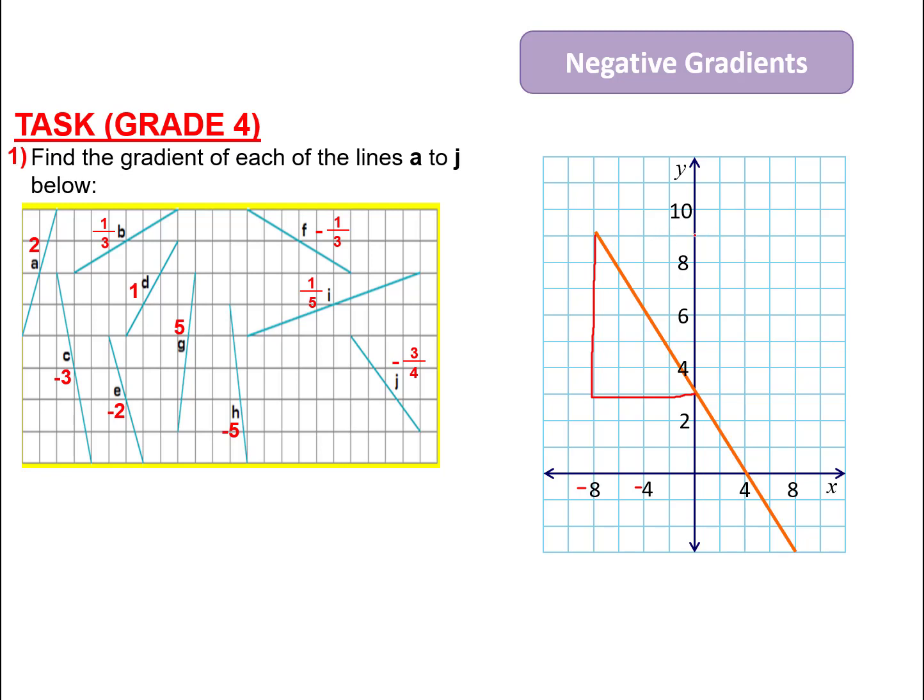Yep, that goes from the coordinate 9 to 3. 9 minus 3 is 6. So that's 6 up. But can you see that is actually 8? So this gradient will be 6 over 8. It's going downhill from left to right. So that's minus 6 over 8. And simplified, that'll be minus 3 over 4. Divide top and bottom by 2. And that's the gradient.